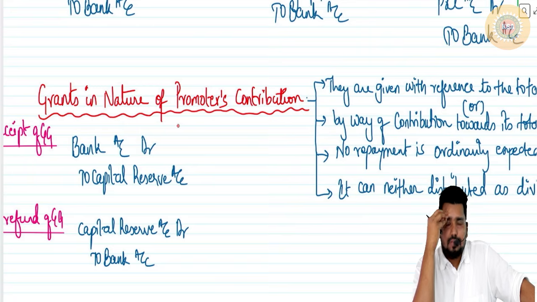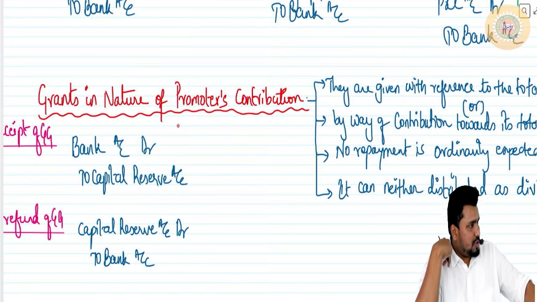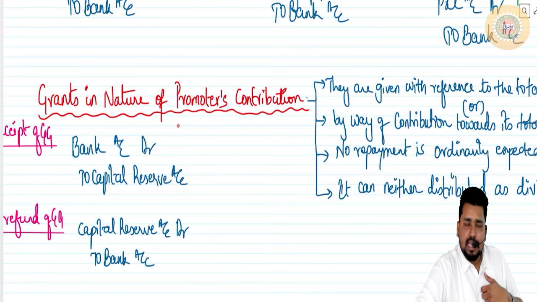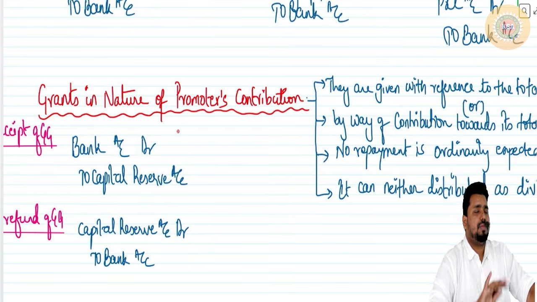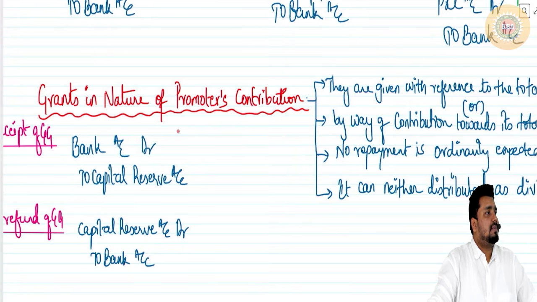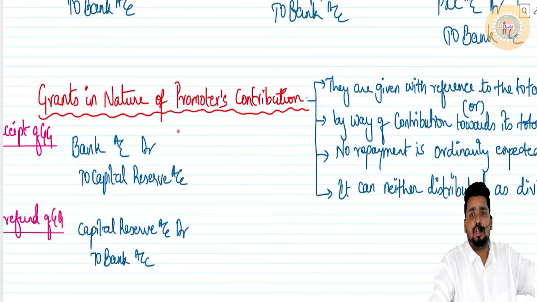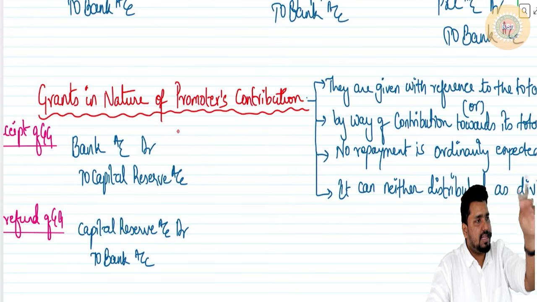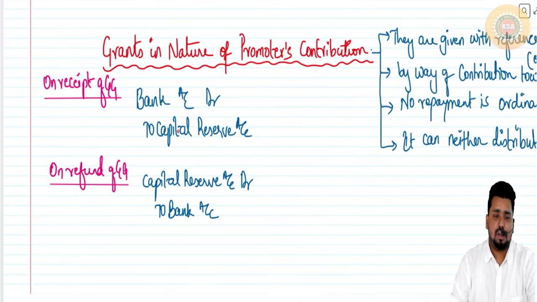Because the intention of the examiner framing the question is that if you are starting in a notified area, for motivation only they give you the amount. Generally they will not expect a refund. Clear? Generally no repayment will be asked unless you commit some violation. So whenever you see backward, notified, even if they give it against the purchase of plant and machinery which you are installing in a notified backward area, don't think asset related grant, method 1, method 2. Don't do that. Straightaway write it as promoters' contribution. Take it to capital reserve.